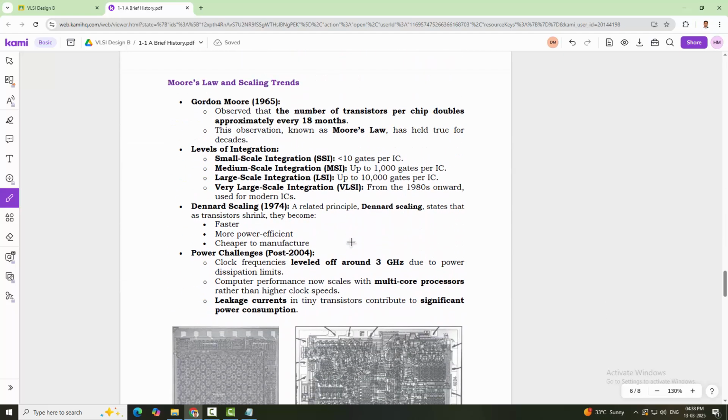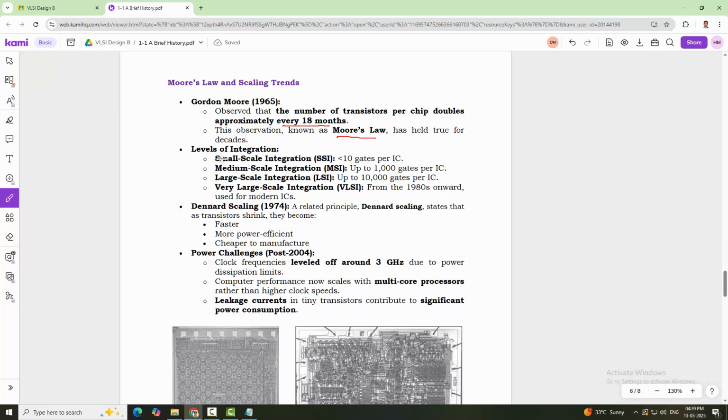Okay. Now let's move to Moore's law and the scaling trends. We should appreciate Gordon Moore, who in the year 1965, as chairman of Intel, observed that the number of transistors per chip doubles approximately every 18 months. This observation is popularly known as Moore's law, which has held true for decades.